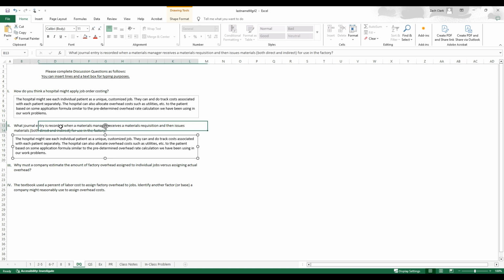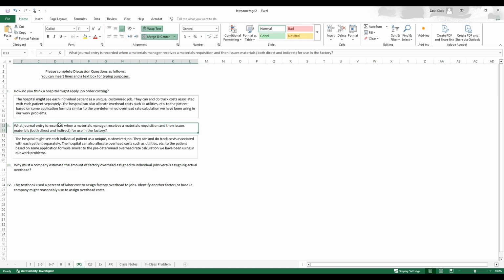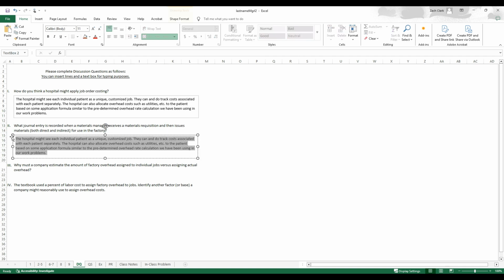So let's take a look at problem or discussion question 2. What journal entry is recorded when a materials manager receives a materials requisition and then issues materials, both direct and indirect, for use in the factory? So, I'm going to tab over a few times. I'm clicking tab, you see how it moves over. So we'll do DR and CR for our debit and our credit.